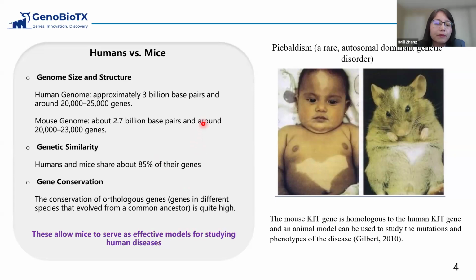On the right, an image of piebaldism, a rare condition in humans caused by a mutation in the KIT gene. The image demonstrates how a mutation in the KIT gene can produce a similar phenotype in mice. This animal model can be used as a tool to study this human disease.